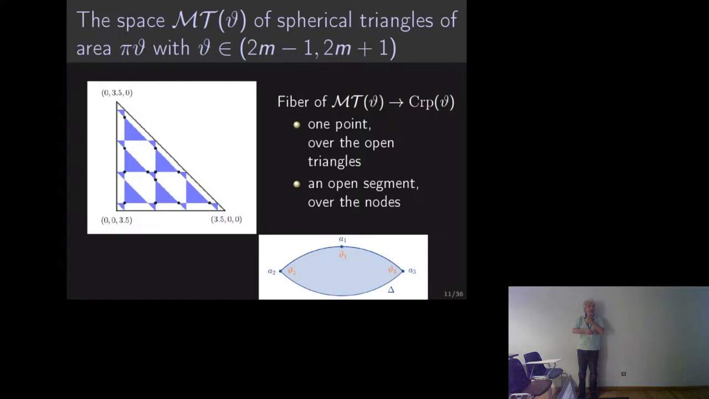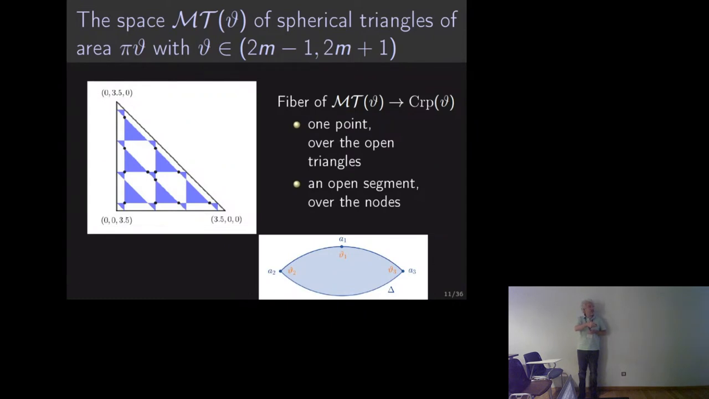Now, with these angles, the triangle is not unique because you can slide this point along all these meridians. So basically, you have a whole open segment of triangles. And these are distinct because the distance from one vertex to the other is different metrically. So this means that over these black dots we have a whole open segment of triangles. So the fiber here, sometimes over the black dots, is an open segment.